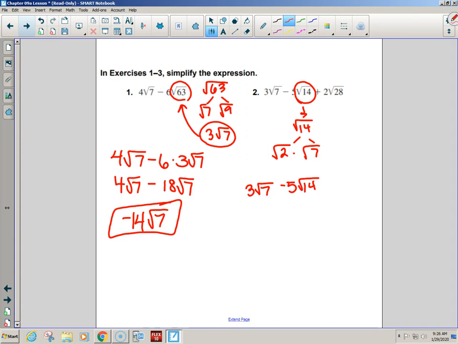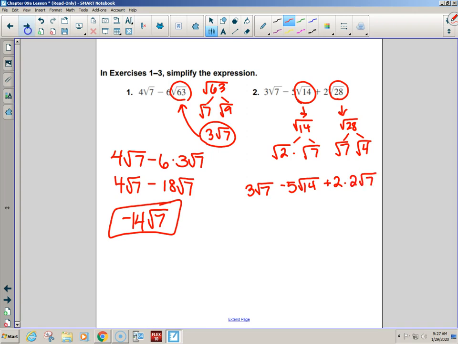But wait. Andrew noticed we can also try to break down root 28 though, right? What does root 28 become? 2 and 14. 4. 7 and 4. Why is 7 and 4 way better? 4 can be square rooted. What is the square root of 4? 2. So can't I rewrite? Now careful. There's a plus 2 times, right? 2. Now, what's square root of 28?